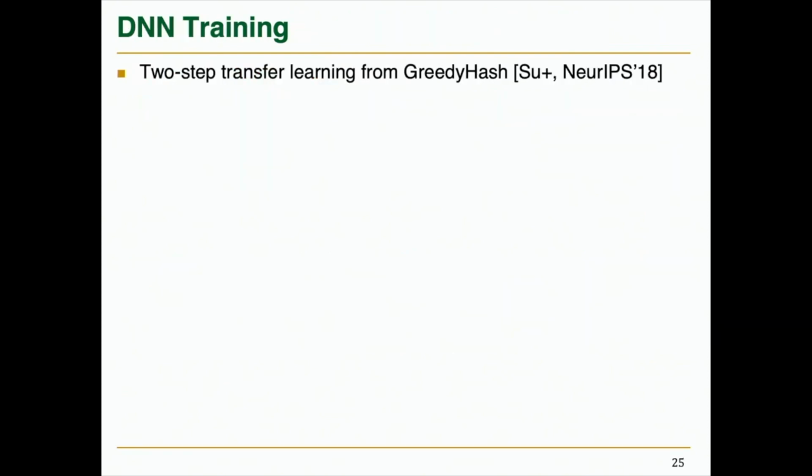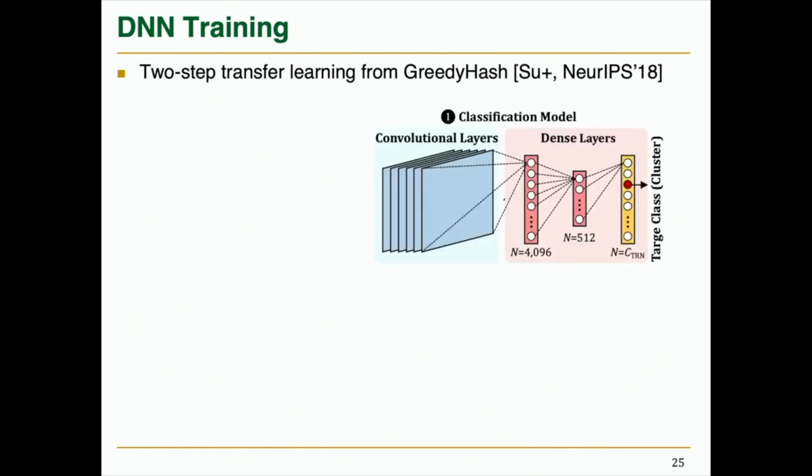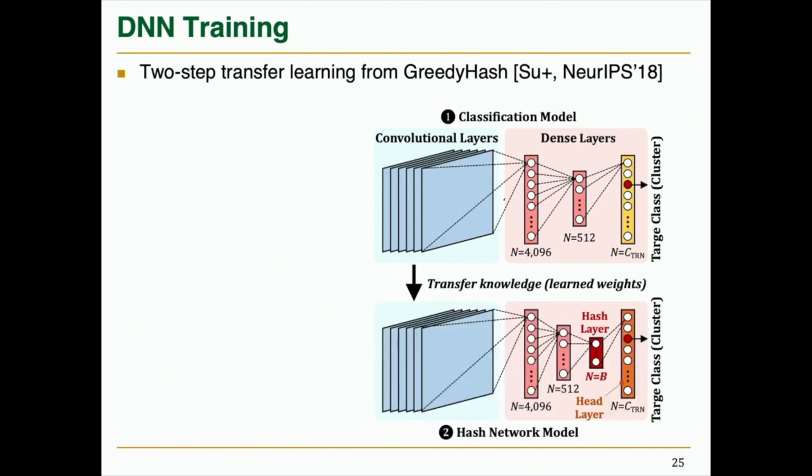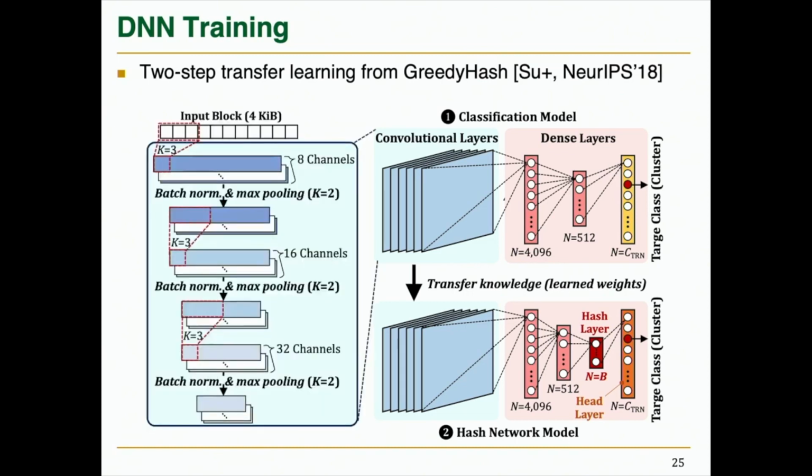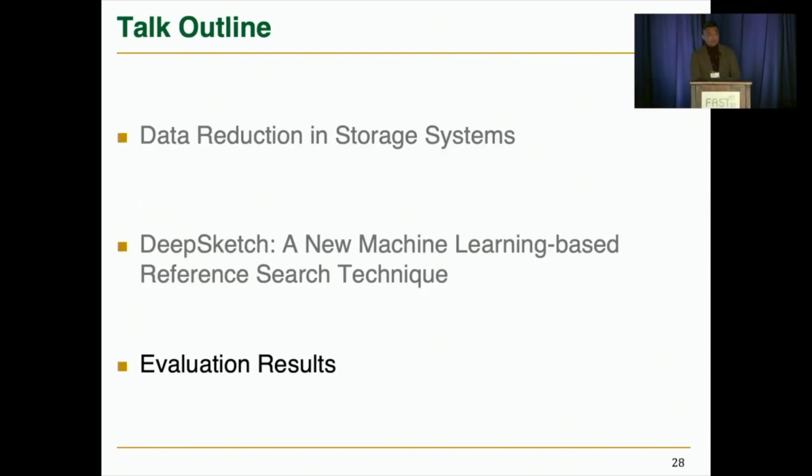After preparing the training dataset, we train a DNN as a sketch generator via two-step transfer learning, following the methodology of a state-of-the-art learning-to-hash method called GreedyHash. We first train a classification model that infers a given data block's cluster, and use the learned weight values to train a hash network model that has an additional hidden layer to generate a block's sketch. Through our hyperparameter exploration, we found a lightweight yet effective DNN model that consists of only 3 convolutional layers and 2 fully connected layers. Next, I will present our key evaluation results.